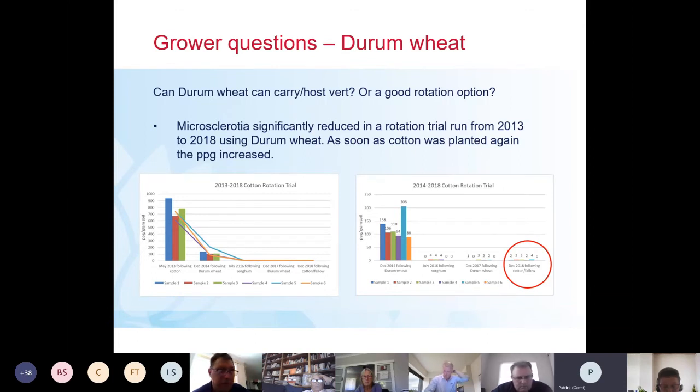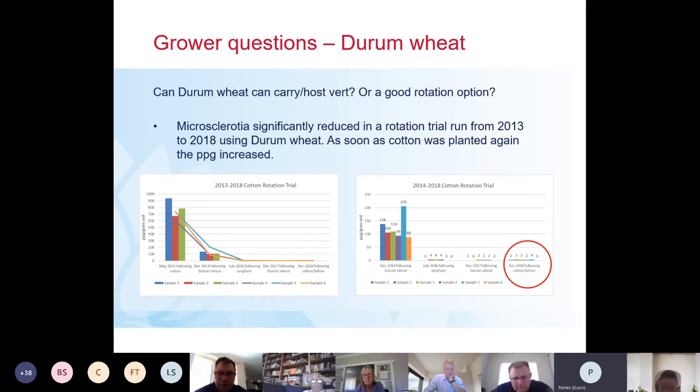So we have 6 different sites indicated here by various colours. Where there's none, there was no propagules measured at that time. So very early, May 2013, following a cotton, the propagules, look at the numbers, there were more than 900 propagules per gram of soil. So following durum wheat, the propagules declined, and then again following sorghum continued to decline, and it looks like it's 0 all the way along.